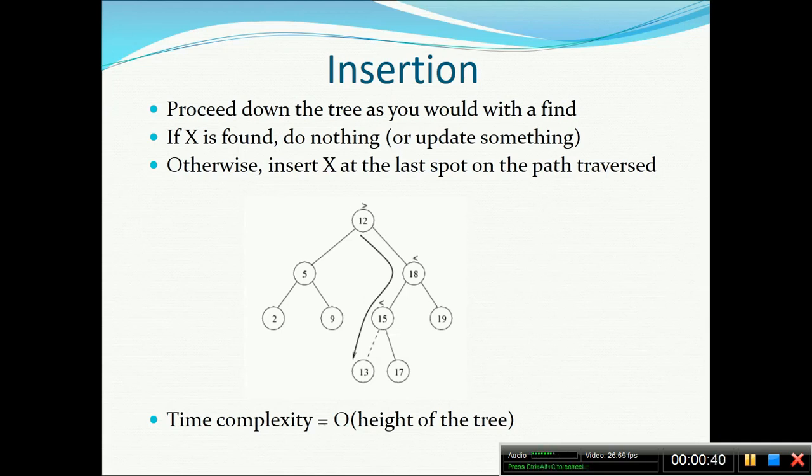If X is found, do nothing because it is already present. You are not supposed to do anything. Otherwise, insert X at the last spot on the path traversed. Simple it is. We will go as per the normal search algorithm and will assume this element is present. Now, if X is found, then fine, I will stop. Otherwise, I will insert X at the last spot on the path traversed. The complexity would be order of height of the tree.